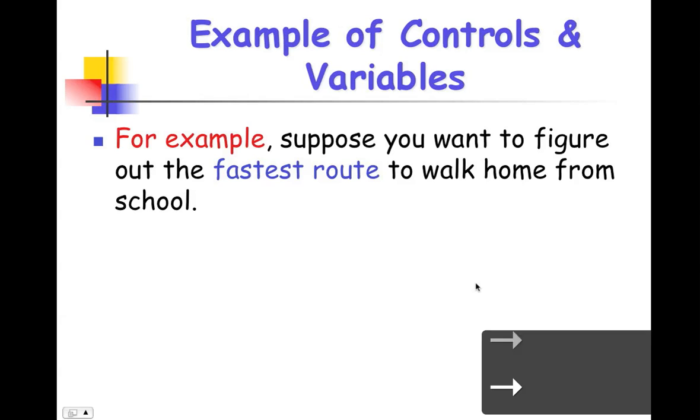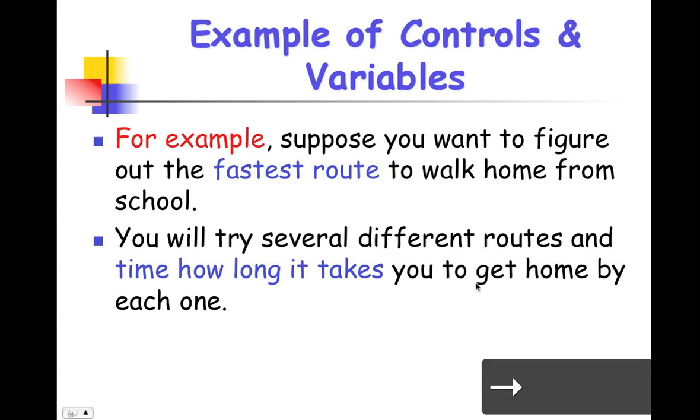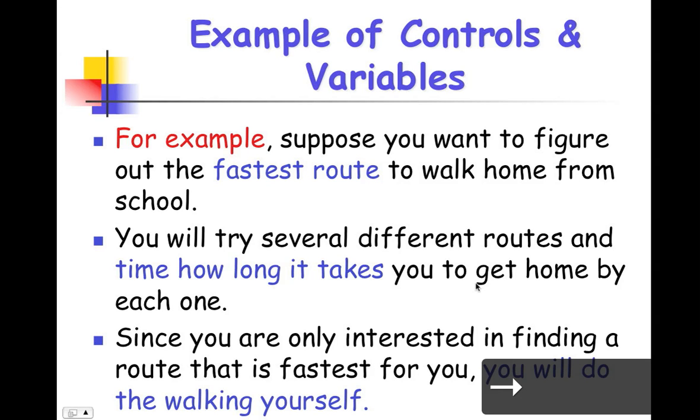So, for example, suppose you want to figure out the fastest route to walk home from school. So what's the quickest way to get from your house to school? Not that you'd want to get there fast, though you want to get to school fast, but take your time getting home, no doubt. So you try different routes on the way and time how long it takes to get there. And since you're only interested in finding the route that is fastest, you'll do the walking yourself.